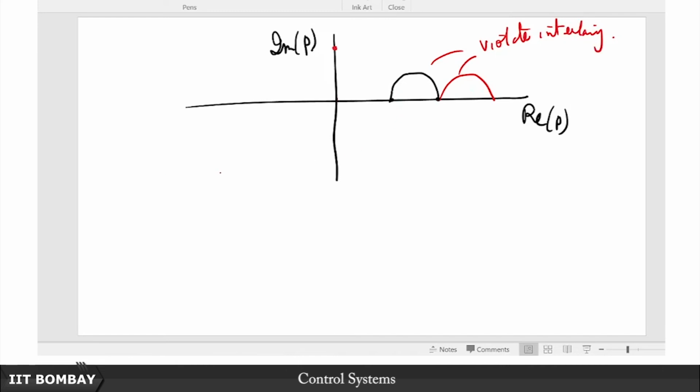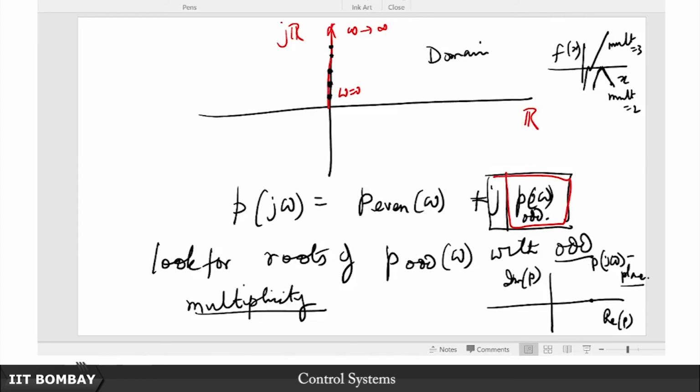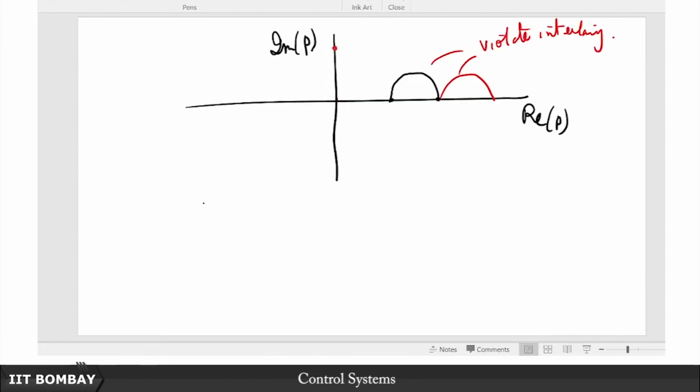So if you want to now study this, remember you have split this up into zeros of odd multiplicity of the odd part. Call this omega 1, omega 2, omega 3, and so on and so forth. Now what this paper focuses on is the change in angle between omega i and omega i plus 1 of this P_f(j omega). Why is that interesting? That is interesting for the following reason.